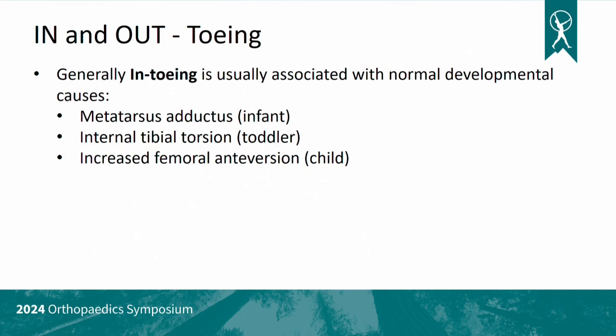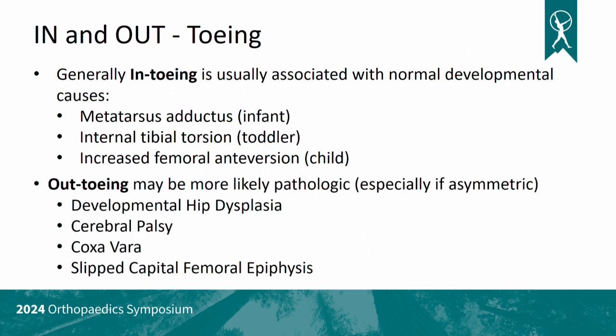And in little tiny kids, 1, 2-year-olds, will sometimes see metatarsal or internal tibial torsion, and really the young babies will see metatarsus adductus, and those things tend to get better. And a little bit older kids will sometimes see femoral anteversion. And out-toeing is more likely to be associated with a little bit more concerning things, especially if it's symmetric. And so I'm usually a little bit more concerned about out-toeing than in-toeing, and this is kind of the reason why.